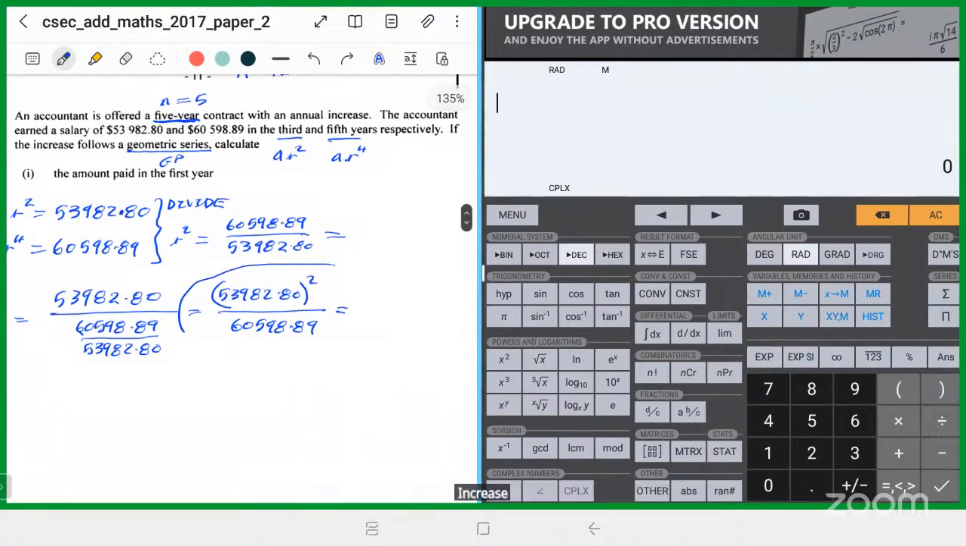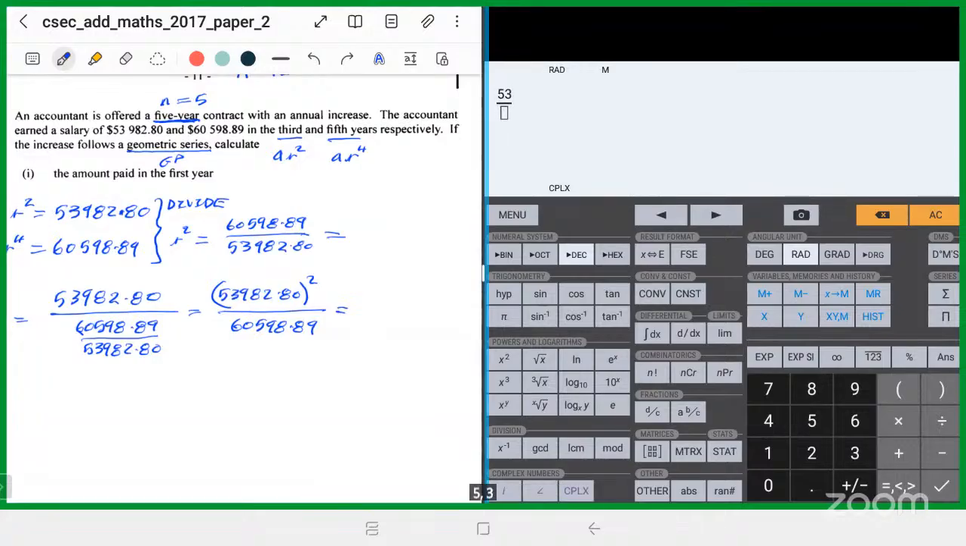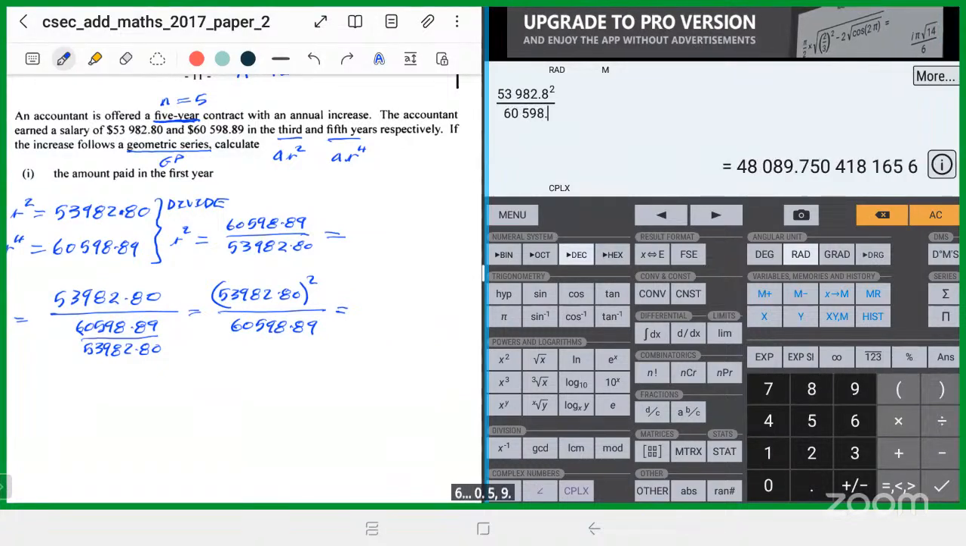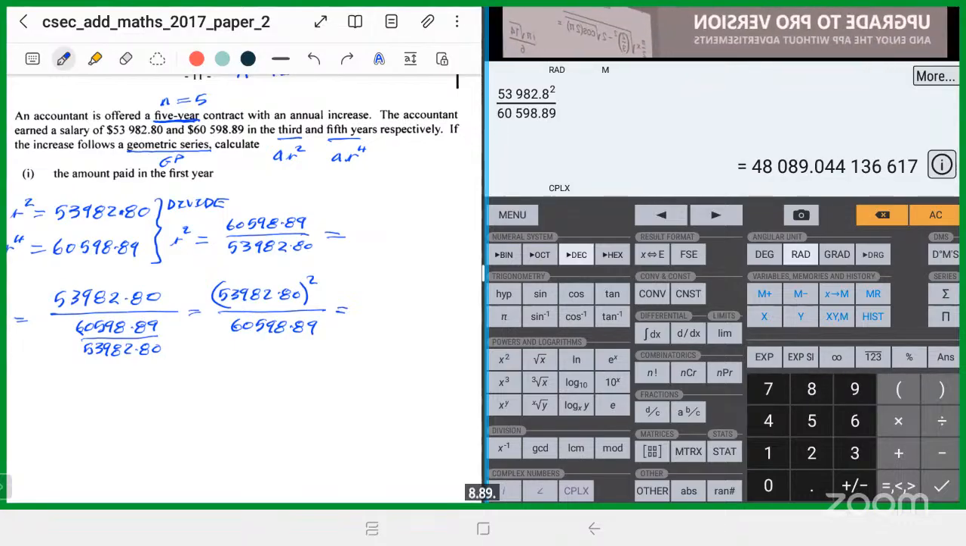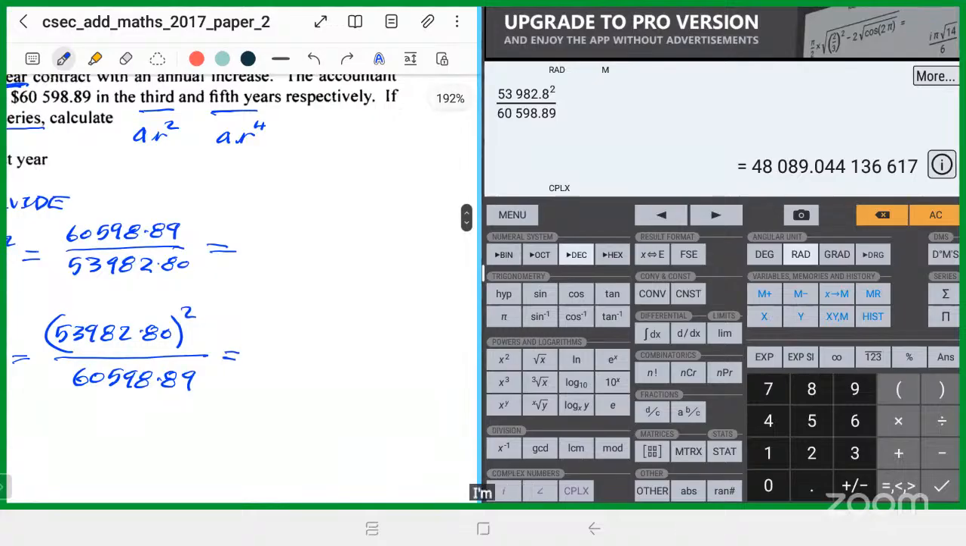This is the value for a. It's going to be a fraction: 53982.8 squared over 60,598.89, and that is, I'm going to put the dollar sign on it now.